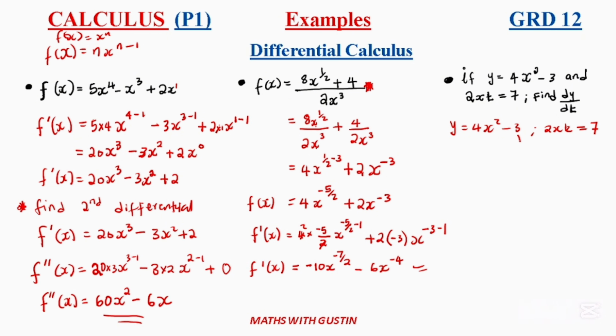So now we have equation number 1 here, then we have equation number 2 here. So we can use equation number 2 to find equation 3, so that we are able to solve this. What I will do is take equation 2 and solve for x. So you have 2xt is equal to 7. So divide everything by 2x.